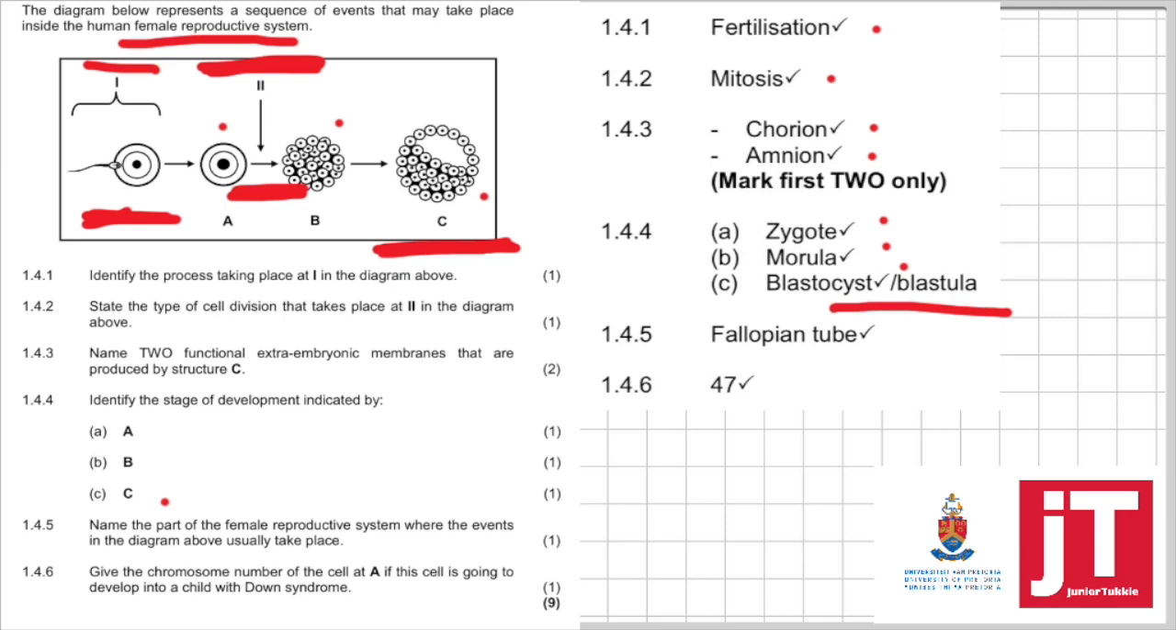1.4.5. Name the part of the female reproductive system where the events in the diagram above usually take place, that we know, Fallopian tubes. And then 1.4.6. Give the chromosome number of the cell at A if this cell is going to develop into a child with Down syndrome. Now, a zygote in a normal person has 46 chromosomes. But remember, a person with Down syndrome has one extra 21st chromosome, so that person will have 47 chromosomes.